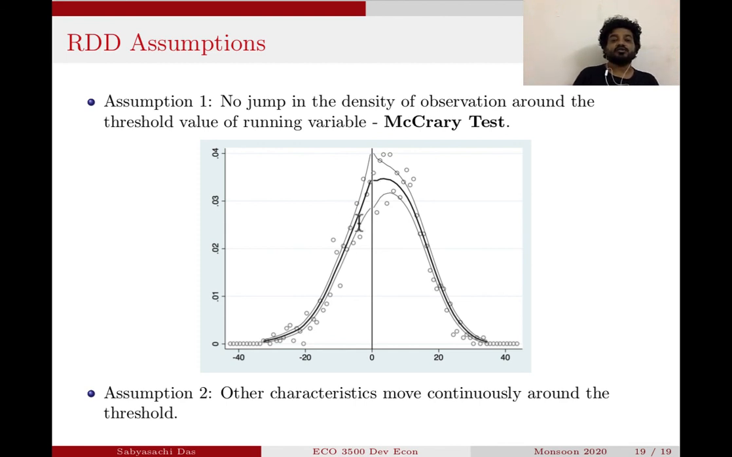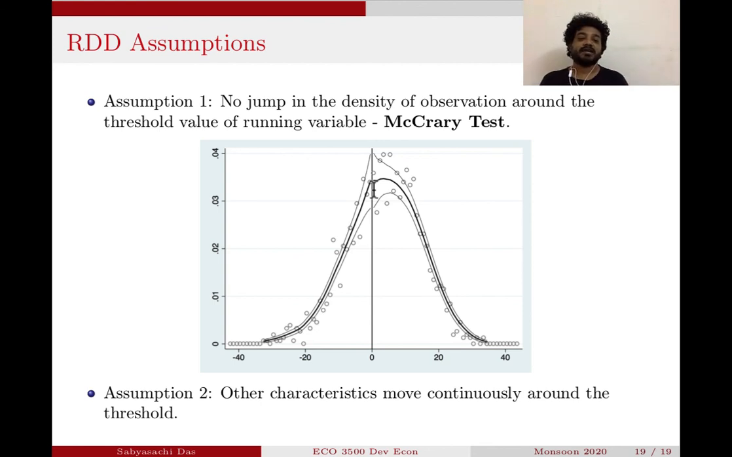Okay, so we plotted this graph, for example, in the West Bengal case, and you see a perfect continuity of the density at the threshold. The number of observations just to the left and just to the right are very similar. So that tells us that there is no manipulation going on. This test is called the McCrary test. It was proposed by a researcher named McCrary, and now there are Stata commands that do it for you and produce this graph for you. So that's the first assumption.